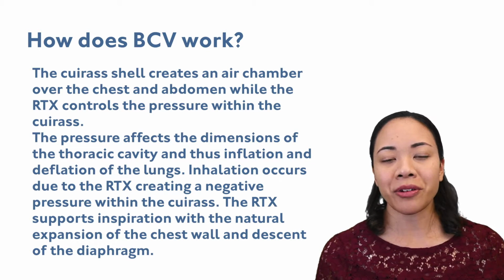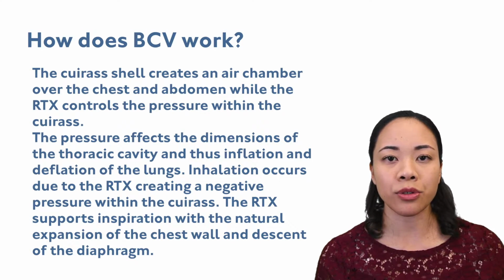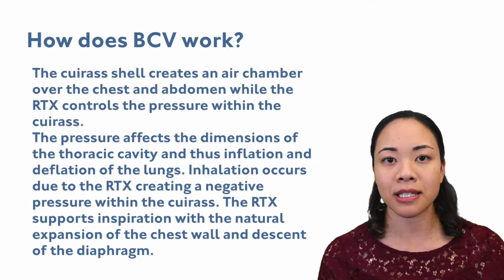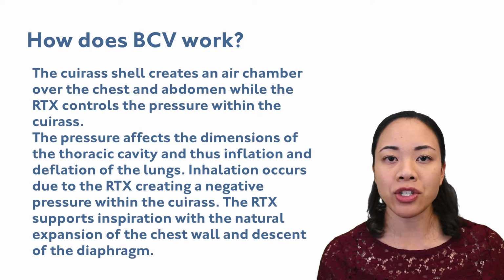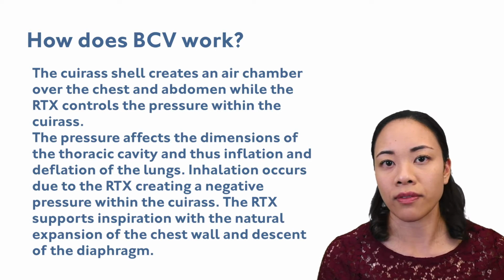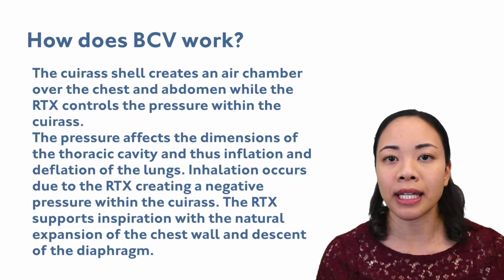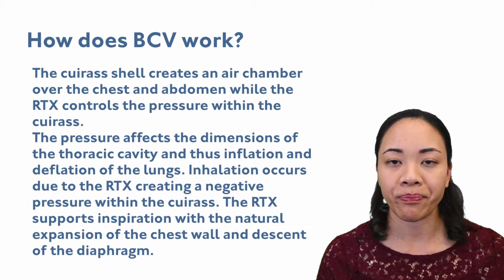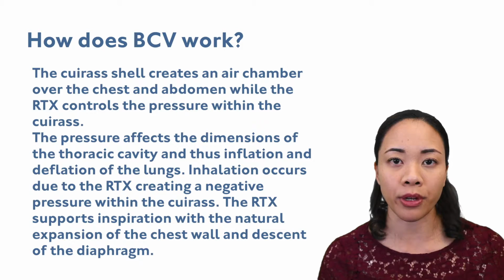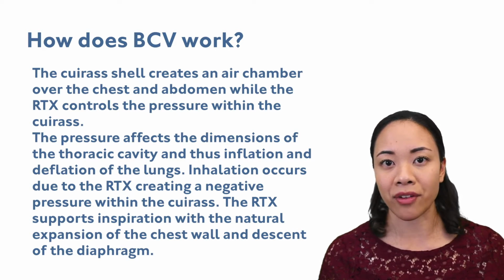The Cuirass shell creates an air chamber over the chest and abdomen, while the RTX controls the pressure within the Cuirass. The pressure affects the dimensions of the thoracic cavity and thus inflation and deflation of the lungs. Inhalation occurs due to the RTX creating a negative pressure within the Cuirass. The RTX supports inspiration with the natural expansion of the chest wall and descent of the diaphragm.